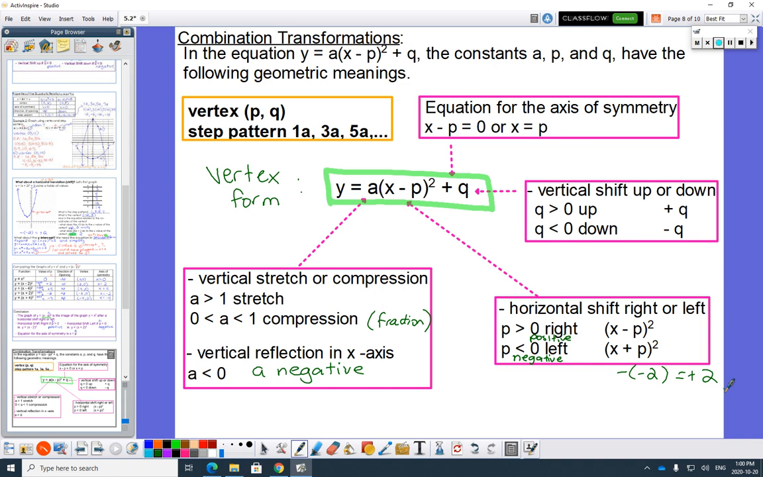Whereas here, if it's greater than 0 or positive, it's up. Less than 0 or negative is down. And that's what you would think. So this horizontal shift or translation is the one that can be a little bit tricky.